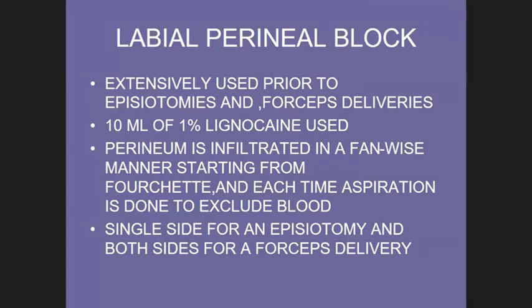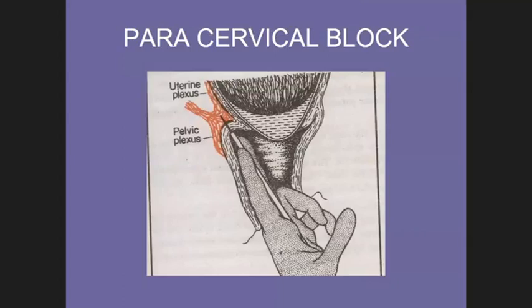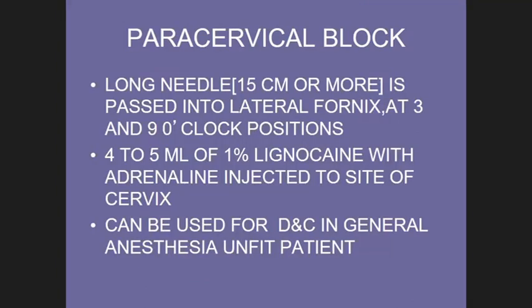And then paracervical block. This is where we want to deliver the baby and numb the cervix. So you can see the pelvic plexus. You pass the finger into the lateral fornix and through the finger you guide the needle and infiltrate the uterine plexus. That's the paracervical block. A long needle, 15 centimeters or more, is passed into the lateral fornix at the 3 and 9 o'clock positions. 4 to 5 ml of lignocaine with adrenaline is injected at the site of the cervix.